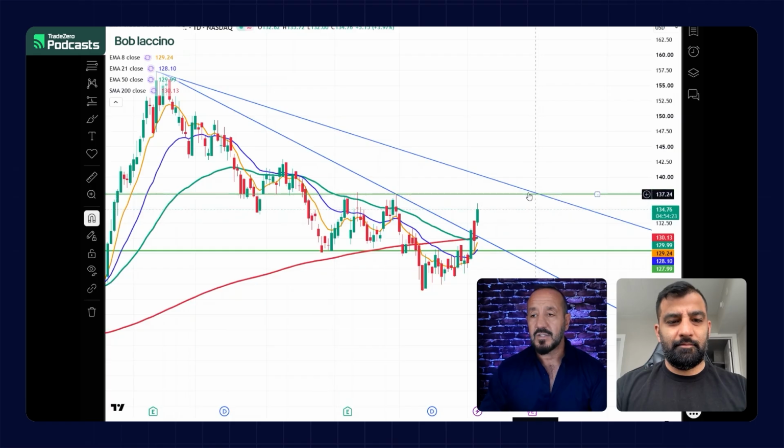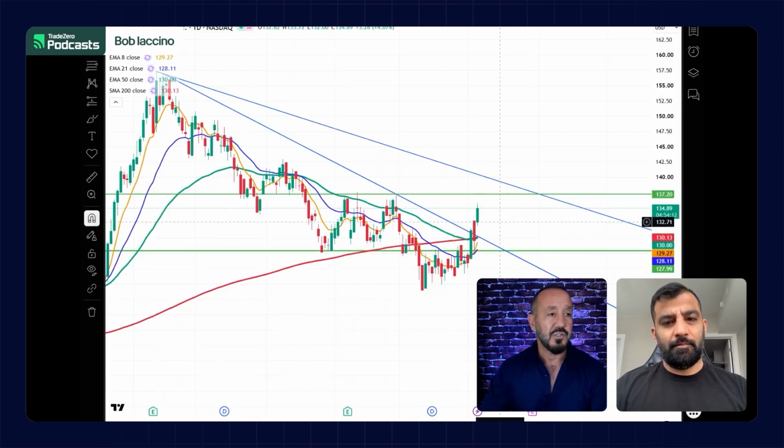So I would predict somewhere in this area here is where this trend line, if it's going to be hit, will be hit and get a little bit of pullback. Because at that same time, we'll likely have an upward sloping rotation zone.